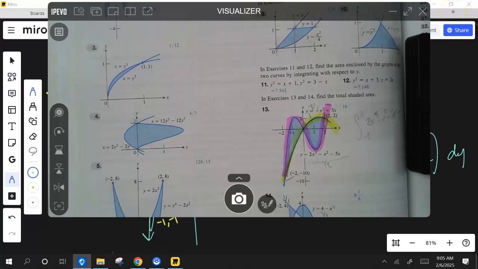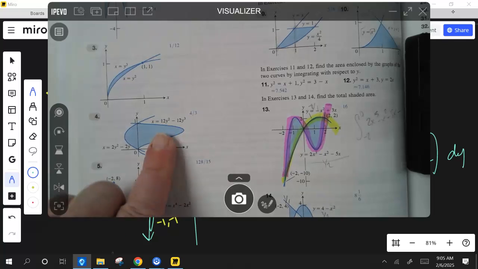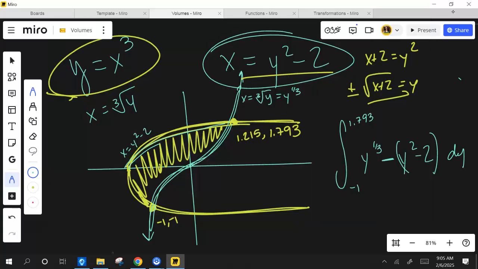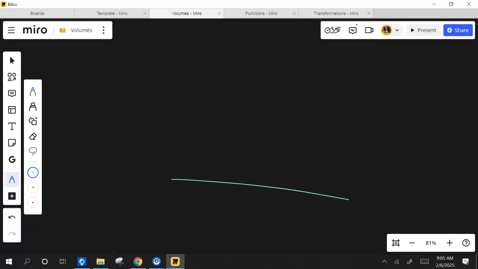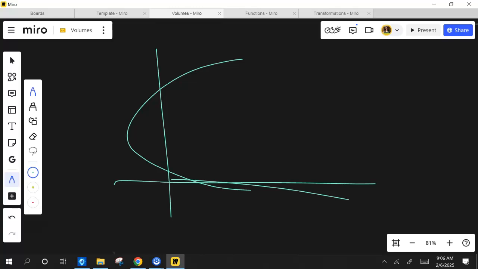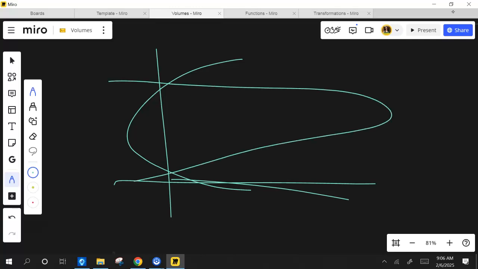If you ever have to find area between curves and your equations are solved for x, chances are you're doing it with respect to y instead of with x. So what does that look like? Well, let me just sketch this so I got it on here. I got this, and I got this. This is 1, this is 0. This one is 12y squared minus 12y cubed.